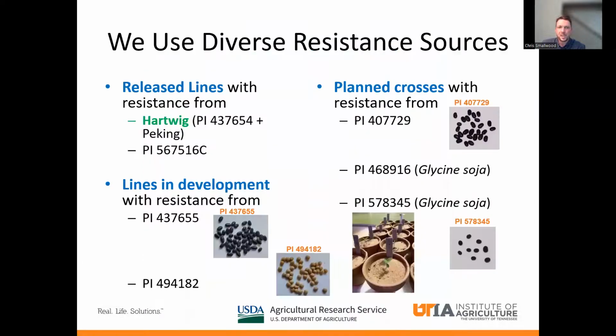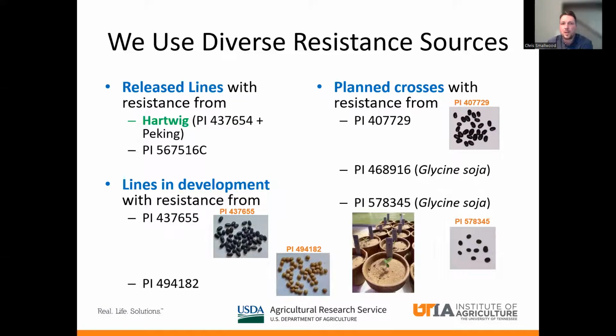And so something that I want to highlight is that in my program, we use a variety of resistant sources. So presently, we have lines that have been released, including resistance from Hartwig, which is a source containing PI437654, as well as Peking. And this is a very durable source of resistance to nematodes. However, we don't want to become over-reliant on one source. Additionally, we have lines released with resistance derived from PI567516, which is again another robust source of resistance.